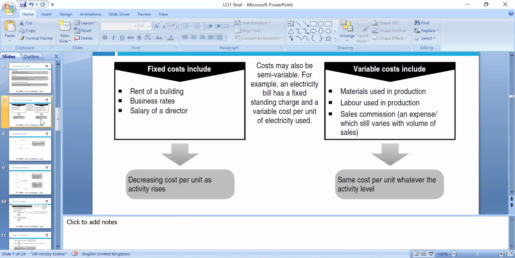Okay, so fixed costs: rent, business rates, salaries. Variable costs: materials used, labor hours, sales commission, like a fixed salary plus people get commission. If they perform well, they earn more money compared to others. So that's it: fixed cost stays the same, variable cost changes with the level of output.